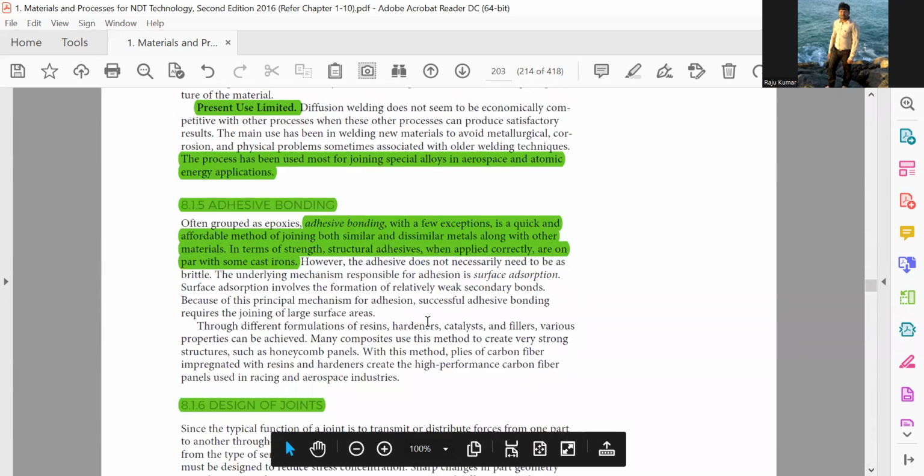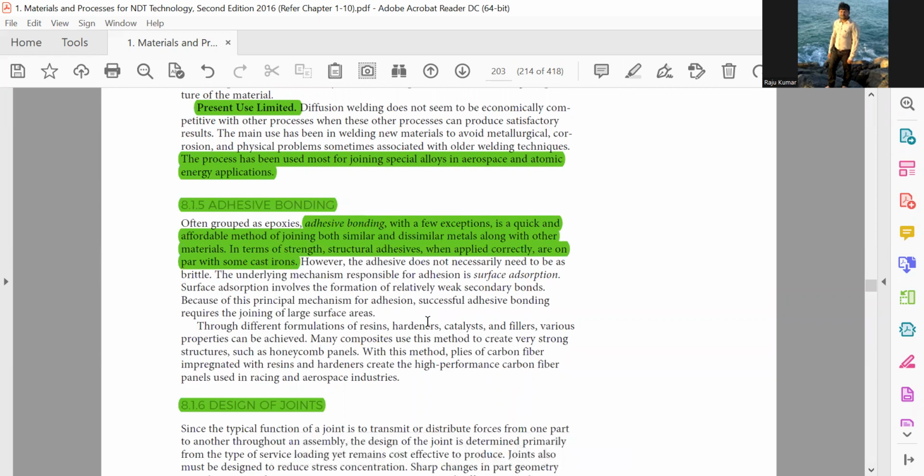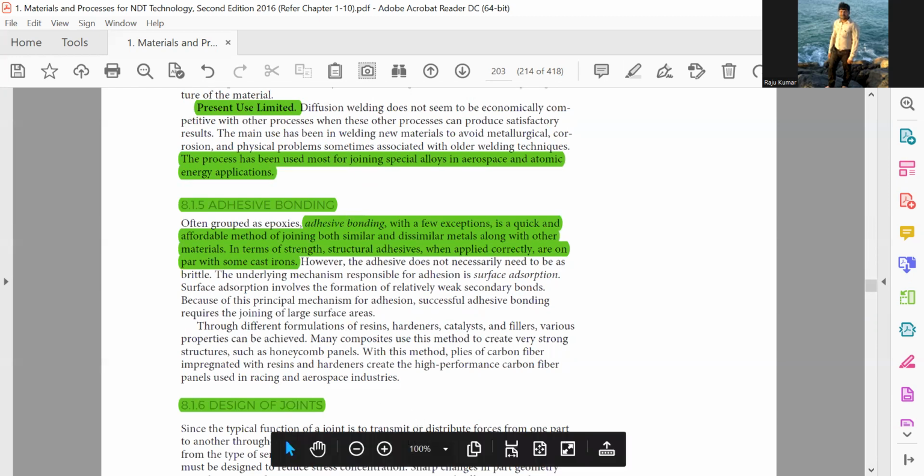Adhesive bonding, with few exceptions, is a quick and affordable method for joining both similar and dissimilar metals along with other materials. In terms of strength, structural adhesives, when applied correctly, are on par with some cast iron. It is not on par with welding, but with cast iron.